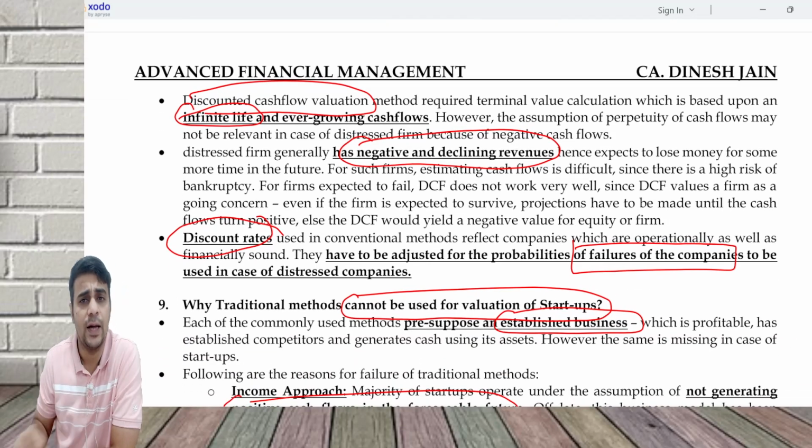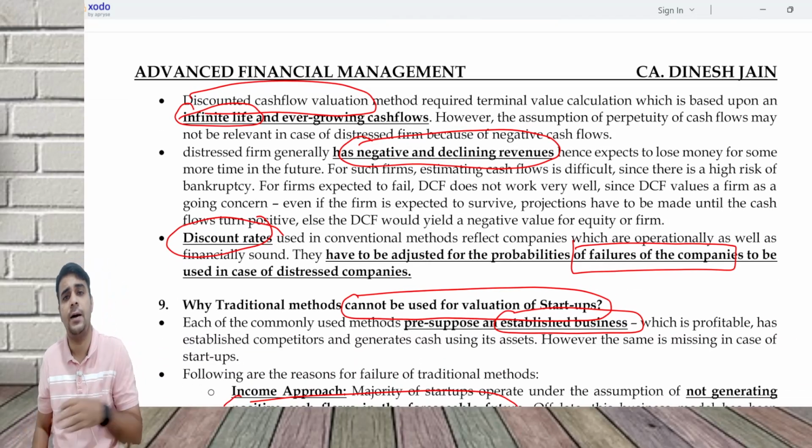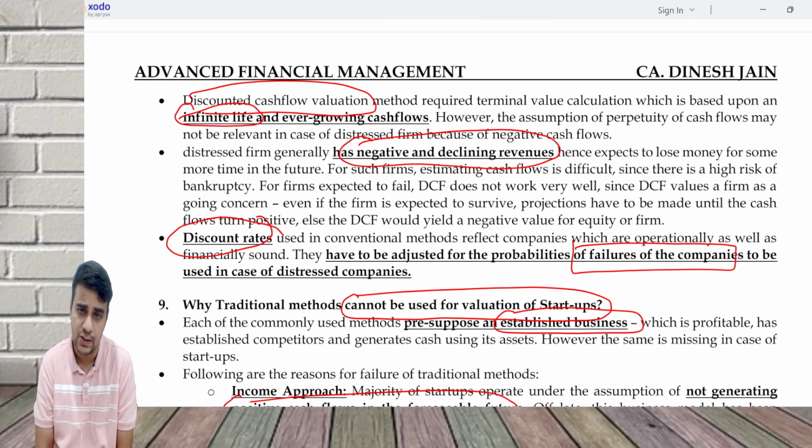Why can the traditional method not be used for valuation of a startup? Startups most of the time have losses. If you are having losses, the cash flow method cannot be used. The earnings method cannot be used.